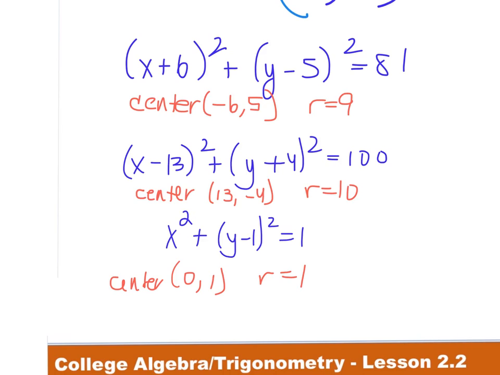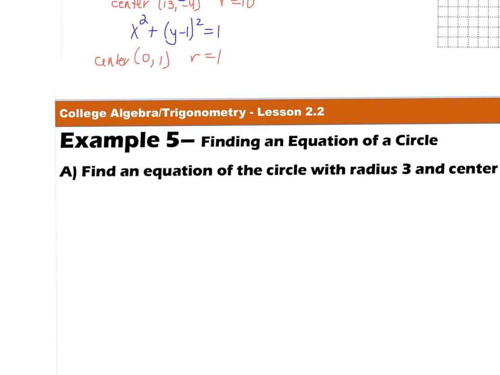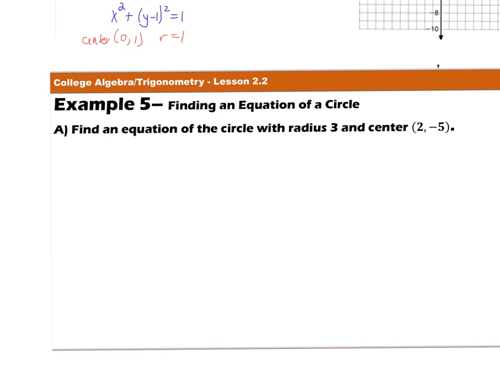No. What do you have to remember? The opposite of what's with the x minus. And if there's nothing there, what do we write? 0. Good. All right, you guys want a ton of those on your quiz? Okay, we like those. All right, find the equation of the circle with a radius and center.